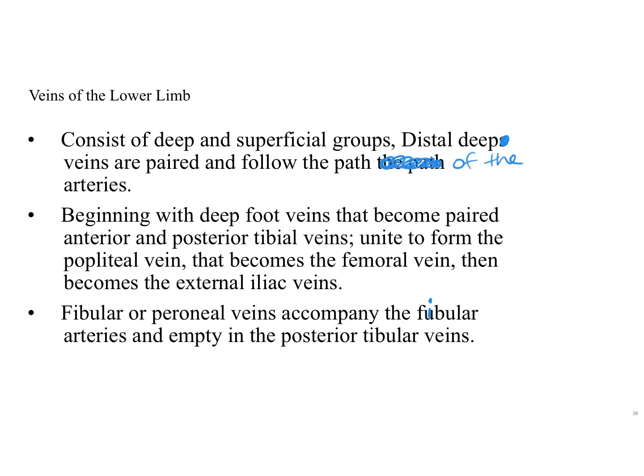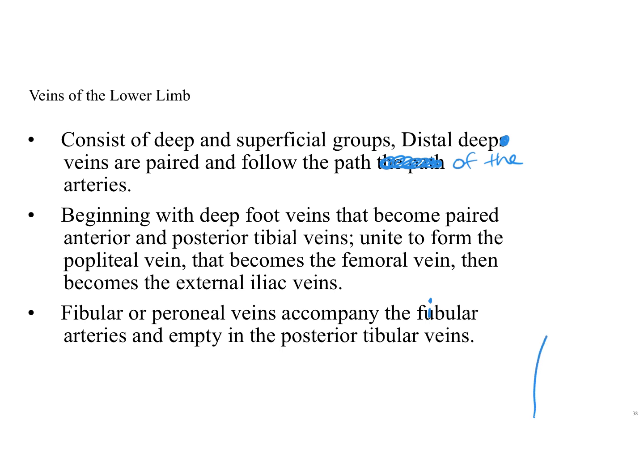Now let's take a look at the veins of the lower limb. The veins of the lower limb are going to be closely related to the arteries of the lower limb. The veins consist of both deep and superficial groups, and the distal deep veins are going to be paired. So there's going to be two instead of just one, and then they follow the path of the arteries. Beginning with the deep foot veins that are paired, they will become the anterior and posterior tibial veins, and they unite to form the popliteal vein that then becomes the femoral vein, and then the femoral vein becomes the external iliac vein.